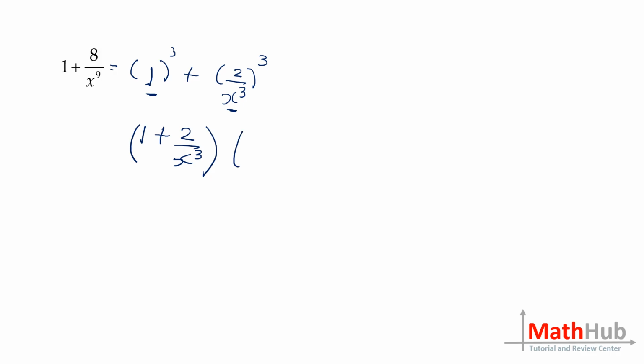And then, now take a look at this one. What's that again? You square the first term. If the sign here is plus, you put a minus here. And then the product of the two terms. So 1 times 2 over x cubed, so 2 over x cubed, plus square the last term. So we get 4 over x to the 6. And that's exactly our answer.